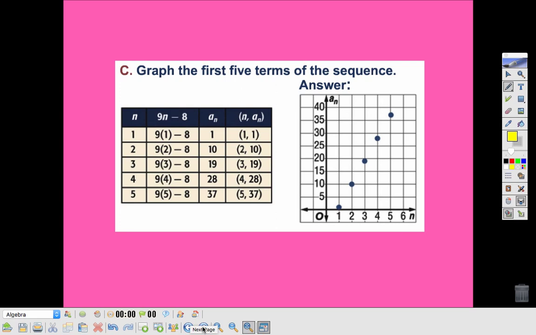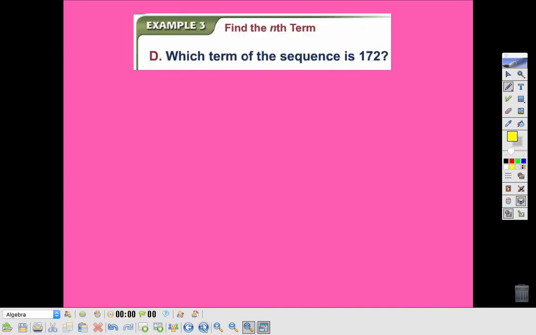Okay. Does this look like things that we've been working on? Yeah. So when we plugged in 1, we got out 1. So that would be 1 comma 1. When we plugged in 2, we got out 10. And do we notice, is this a linear equation? Yeah, so it all kind of relates together. Okay? And we had a sub n equals 9n minus 8. We'll get to graphing that just from knowing this next chapter.